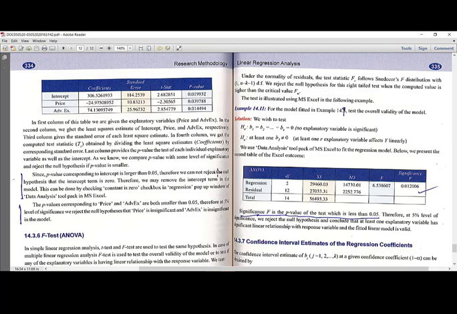Therefore, we cannot reject the null hypothesis that the intercept term is 0, because this p-value corresponds to the intercept. Therefore, we may remove the intercept term in the model. That means that the intercept term A can be removed. This can be done by checking the 'constant is 0' checkbox in the regression pop-up window of the Data Analysis ToolPak.